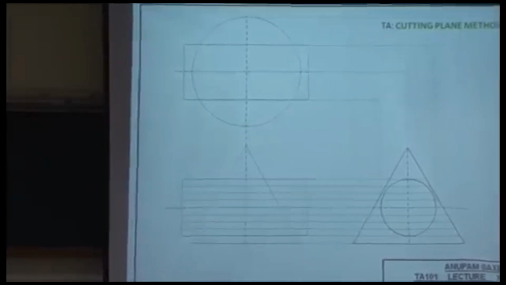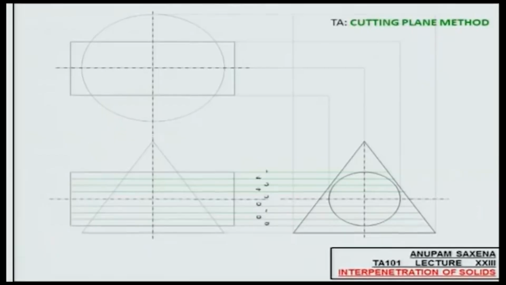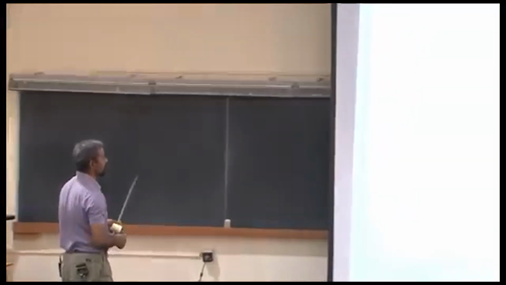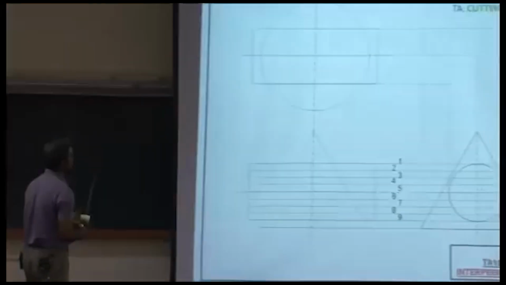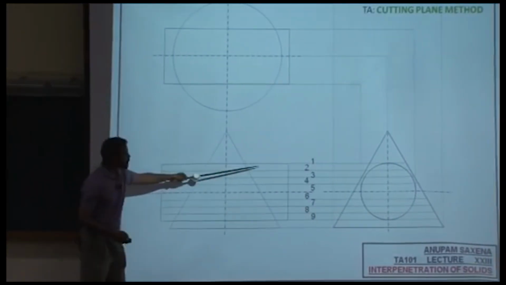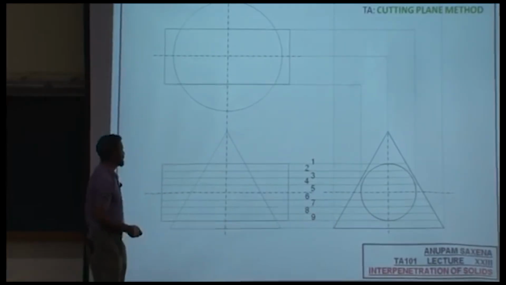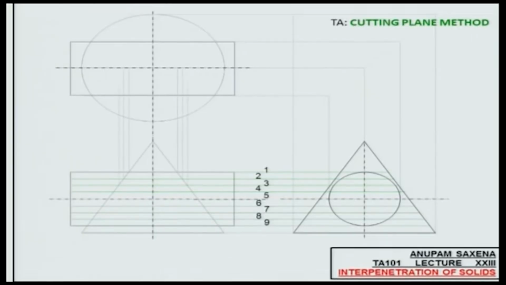So you have this view, for example. Slice it with a bunch of horizontal planes. The green planes are those cutting planes. Number them 1, 2, 3, 4, 5, 6, 7, 8, 9 from top to bottom. Now these planes are going to be intersecting the cone at certain heights. Project these up. In the top view, the intersection between the plane and the cone will appear as a what?